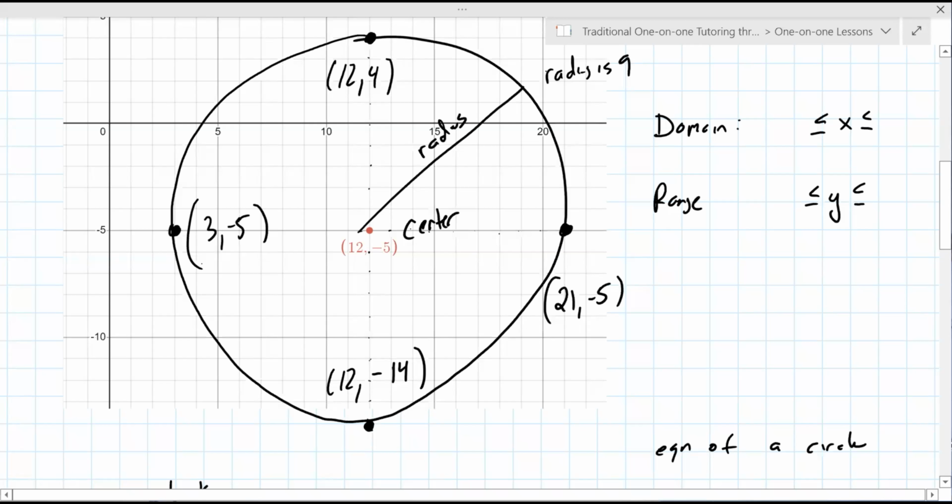So for the domain, that's where it's x such that, but give me the numbers, that's really what we care about. The number for x, the most left would be 3. And then the biggest, or largest I should say, would be 21. Then minus 14 and 4 for the range, minus 14 being the smallest, of course.